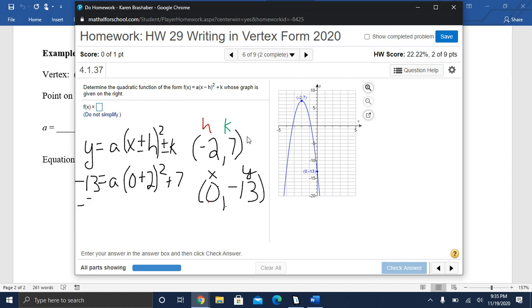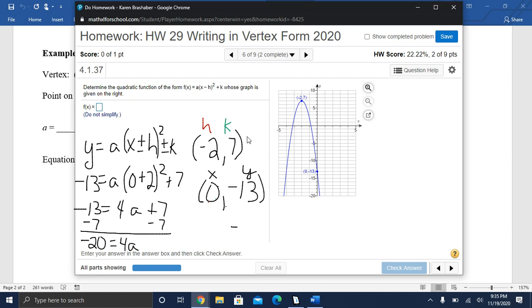So we'll have -13 equals a. a, remember, is your one variable. That's what you're trying to find. And your 0 + 2 is 2, and 2 to the second power is 4. So that would be 4a + 7. You can subtract 7 from both sides. That's going to be -20 equals 4a.